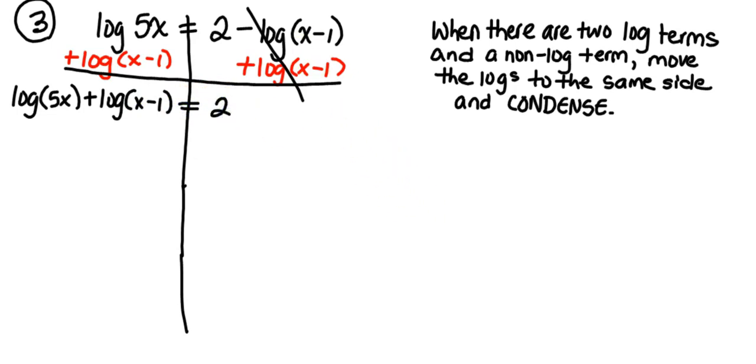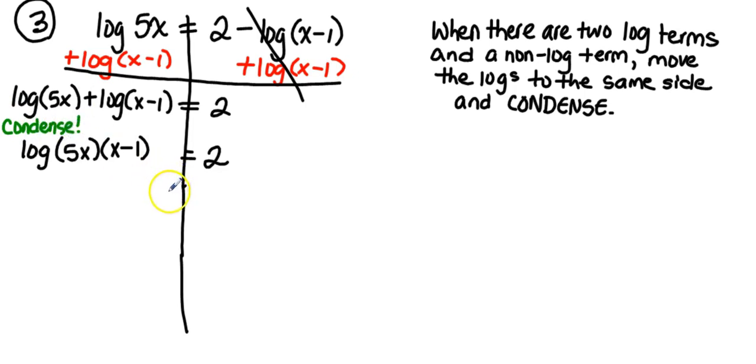How do I condense addition? Thinking back to my properties, I remember that addition becomes multiplication, and remember, when we condense, you only have a single log term as a result. So this will become log of 5x times x minus 1 equals 2. So this was where we condensed. Once our log terms were on the same side, we condensed addition into multiplication here.